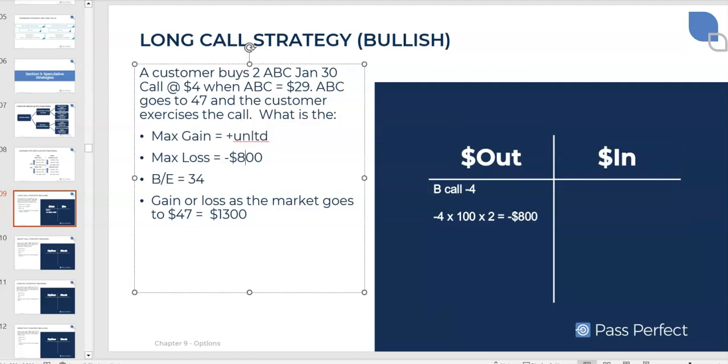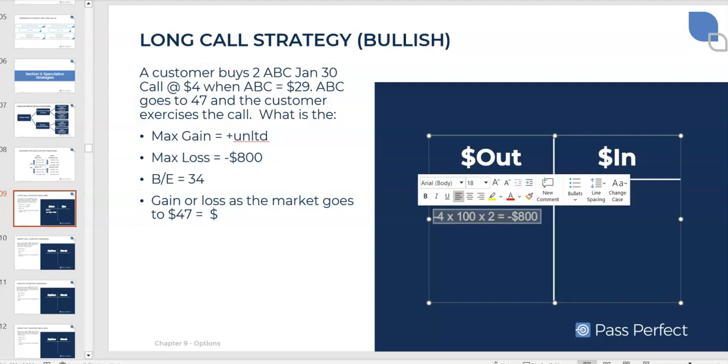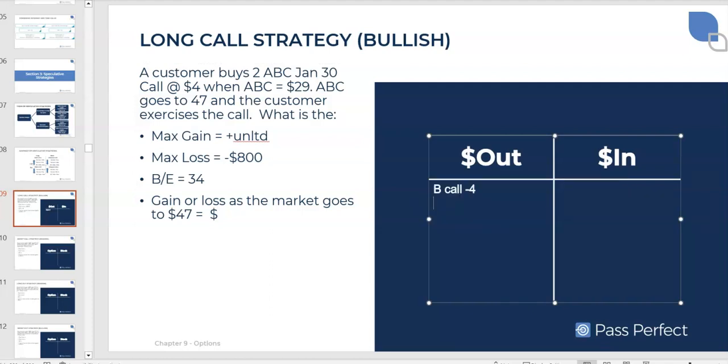Excellent. Okay, now how about this? ABC goes to $47. The customer exercises the call and sells the stock at the market price. What's the profit or loss scenario now? Is it still 1,300? Okay. All right. Rather than me fill it out, I'll let you fill it out for a bit here. I'll let you use your scratch paper. They give you a dry erase board at the test center, so use it.